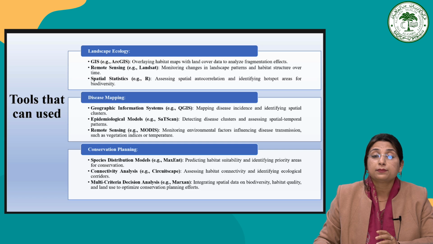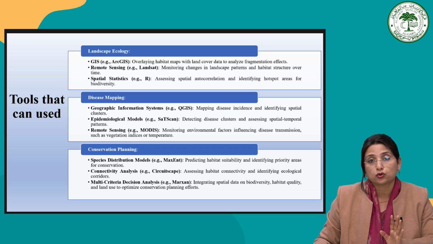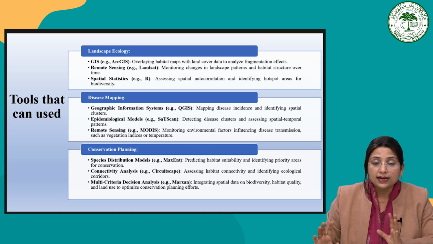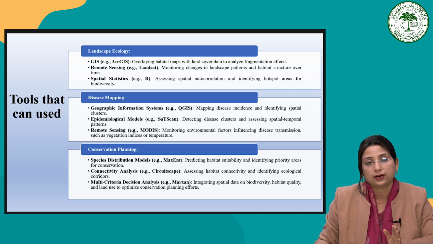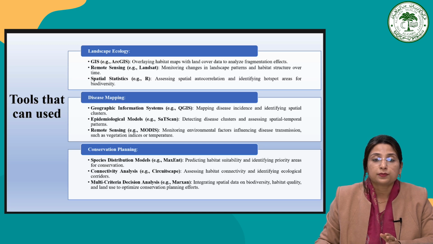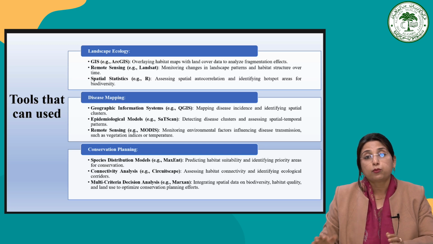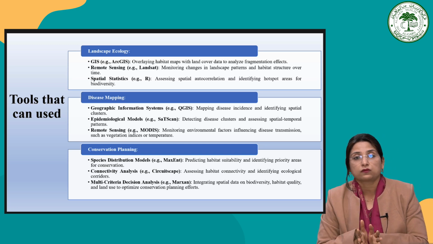Even proximity analysis is one of the very important functions that can be used in ArcGIS, which provides the tool for calculating the distances and proximity between various spatial features and phenomena. For example, in disease mapping, researchers can use proximity analysis in order to assess the spatial relationship between disease cases and potential environmental risk factors.